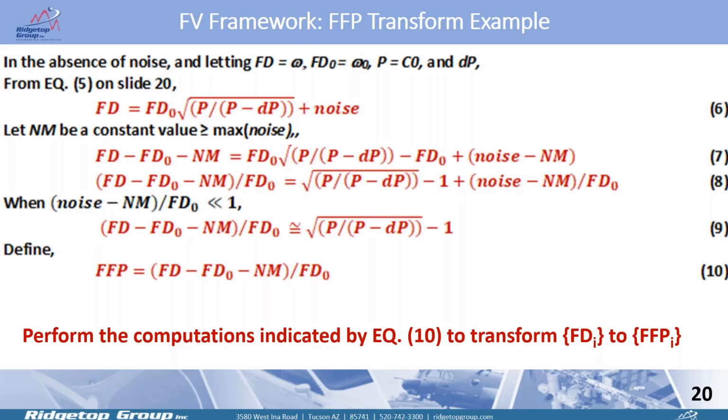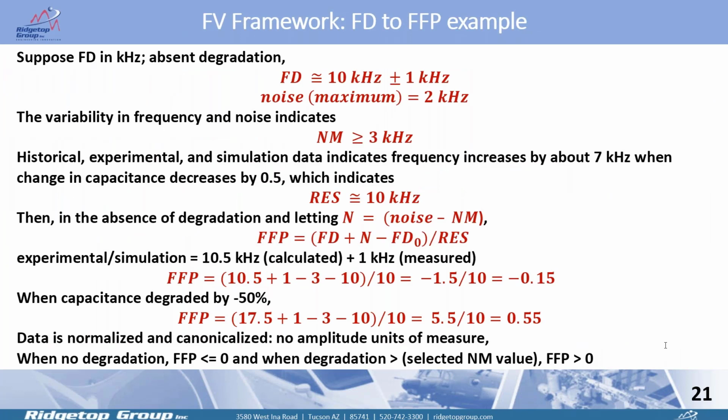Now, when we do that, next, I end up with this example. My feature data is 10 kilohertz plus or minus 1 kilohertz, so my noise maximum is 2 kilohertz. I want to get rid of that noise. One way I can get rid of that noise is to subtract a frequency magnitude of 3 kilohertz. And I then do some what resolution I need, and end up with the thing called FFP equals et cetera, et cetera. And you can see that I got an FFP of 0.55.